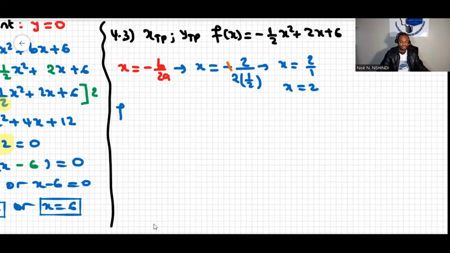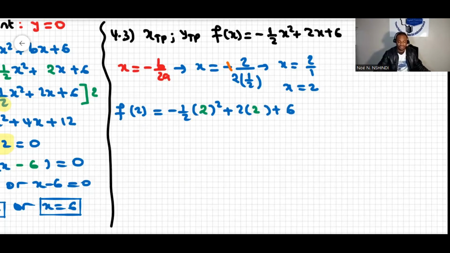So we're going to work out f of 2, knowing that f of 2 is the y value. So -1/2 times x squared plus 2x plus 6. I sub in the value of x, which is 2.